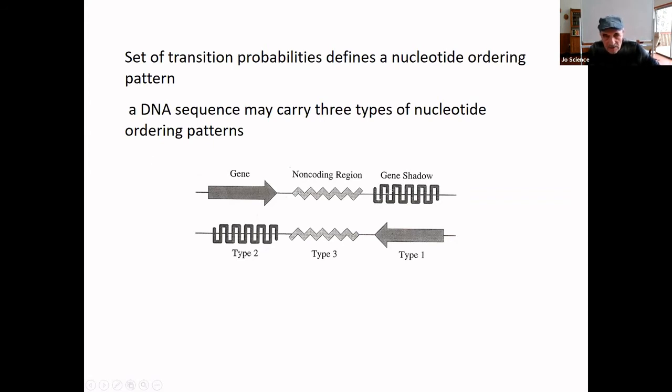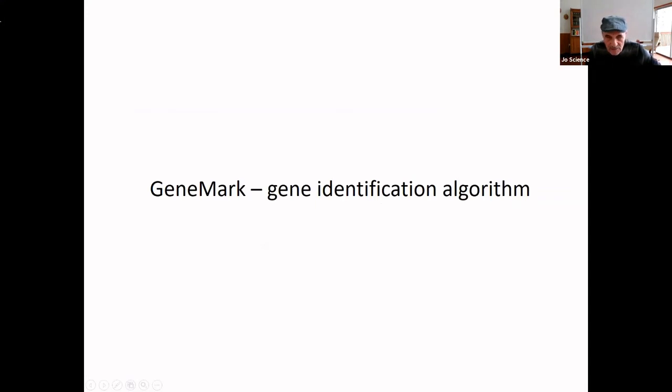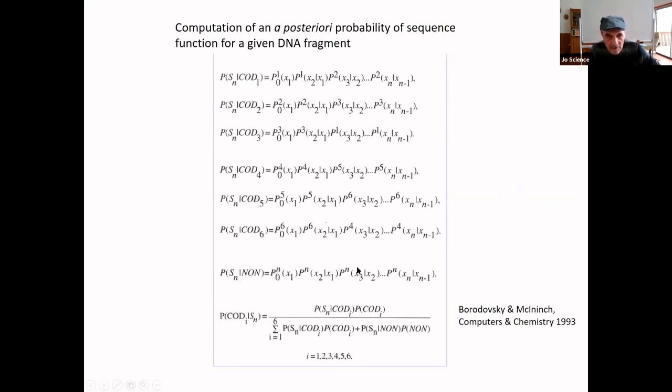Now, let us see how all this logic is implemented in the very first GeneMark gene prediction algorithm that was developed at Georgia Tech in the beginning of the 1990s and published in 1993. So this is a pretty complex formula. If you don't have experience with applied mathematics, you may be lost for a moment, but the meaning of this is very simple. We have the same formulas as for the Markov chain. Remember, I have shown this fundamental formula. We just compute the probability of a fragment.